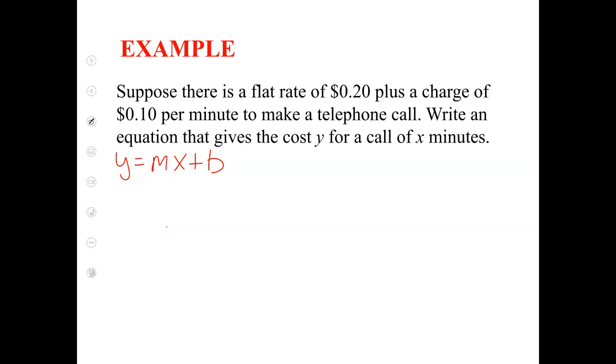Slope represents rate of change. B, our y-intercept, is a constant. Okay, that's what a constant is. Just a number by itself, no variable. So when we look at a linear equation, we've got slope, which represents rate of change, and we've got our y-intercept, which is a constant value. You ask yourself when you read the question, what is a rate of change and what is constant? And that's where you fill in those numbers.